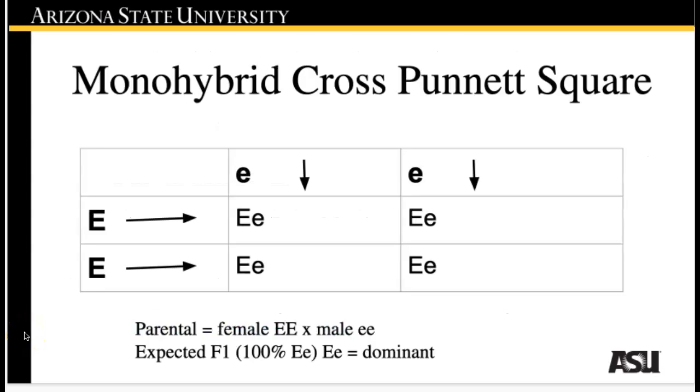So to do a monohybrid cross, you'll use a Punnett square. The traits of each parent go along the edges. So the female being capital E, and the male being lowercase e. The F1 generation is 100% capital E, lowercase e, which would be heterozygous. So you have homozygous dominant times homozygous recessive gives 100% heterozygous. The heterozygote form will be dominant.